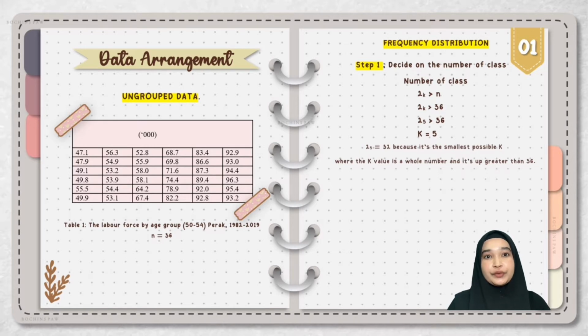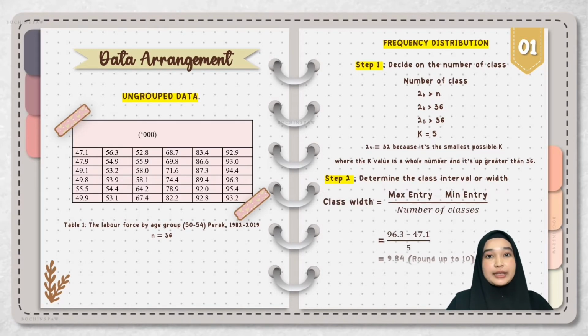So we need to use the formula 2^k greater than n. K is for the number of classes, while n is the sample size. For this case, k is equal to 5. It is because when you calculate, you will get 32. That means it is greater than 36, and it is also the smallest possible k. So the number of classes is 5. Next, step 2.